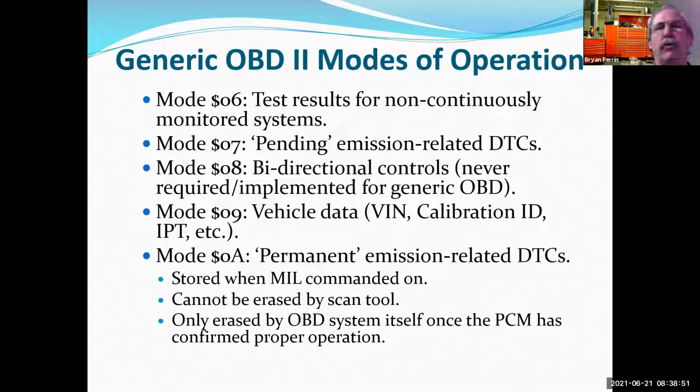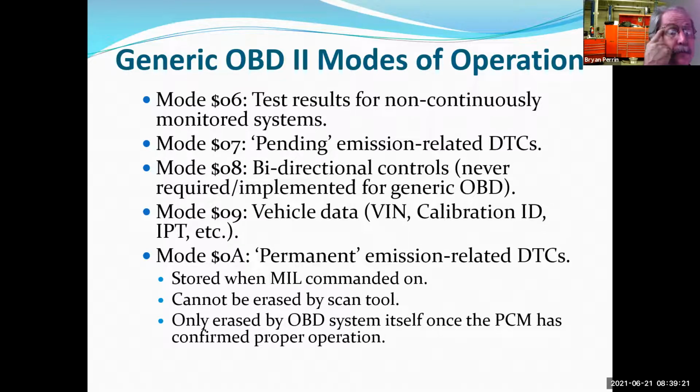Then we have mode 0A. These are our permanent emission related DTCs. These were implemented on half the vehicles sold in 2010 and about 99.8% of the vehicles sold in 2012. So there's a phase-in period there. It is stored whenever the MIL is commanded on. So when a code goes to mode 3 and turns the check engine light on, that code will be stored in mode 0A.